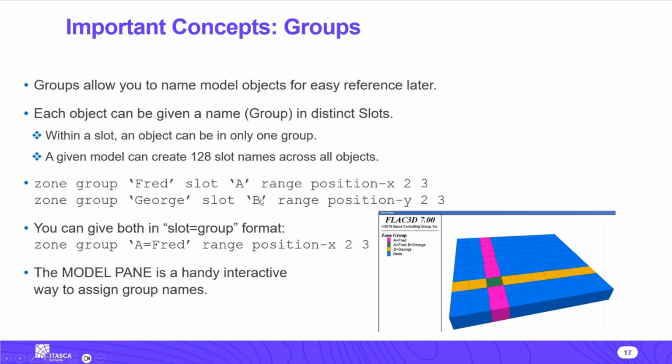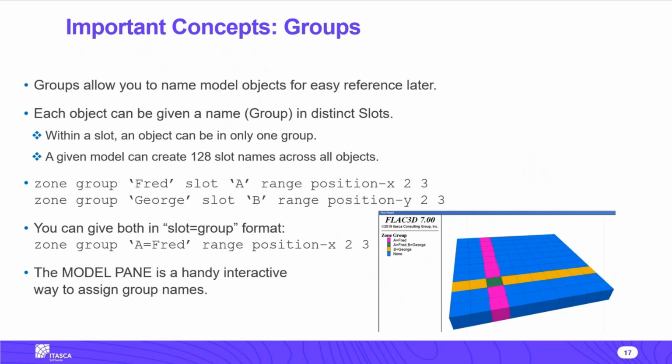Zone group George, slot B, range position Y, 2 to 3. So all these yellow ones plus the green one are called George in slot B. And this green one has two names, right? It's called Fred and George. And so if we plot all of the possible permutations of different groups, we have pink ones are just Fred, yellow ones are just George, and the green ones are Fred and George.